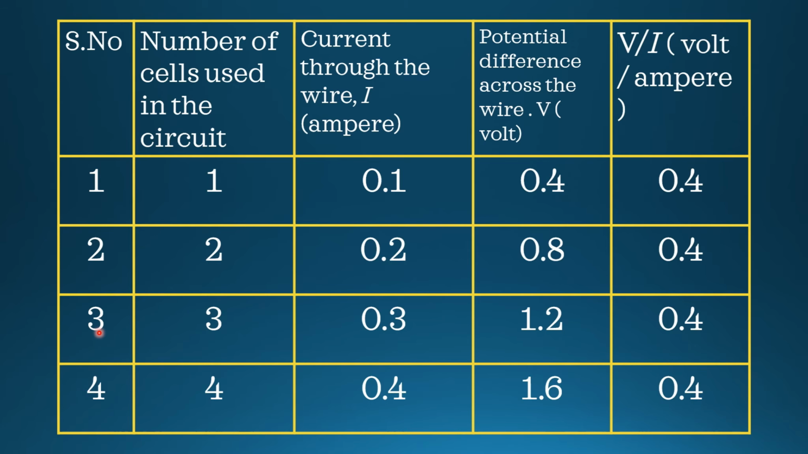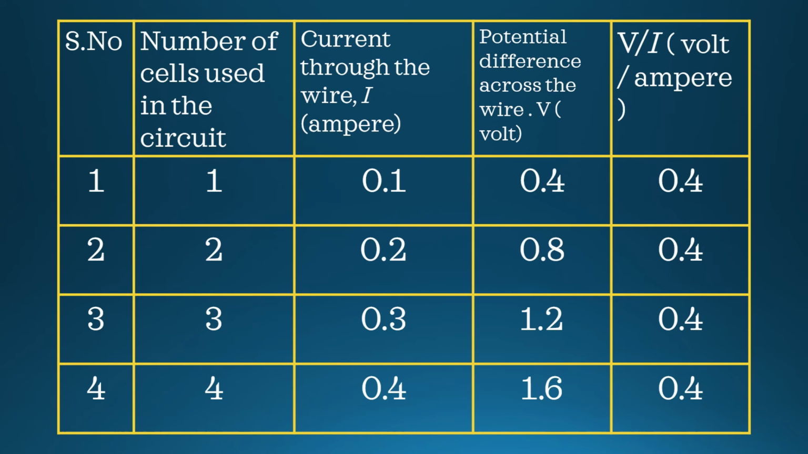Next, with three cells we get current I as 0.3 and voltage 1.2 volts, and V by I is 1.2 by 0.3, which after cancellation is 0.4. And the last one, number 4: four cells are connected and we measure current I as 0.4 and voltage 1.6. V by I gives 0.4. So in this table we observe that V by I remains constant, the same value. So the ratio of V by I is constant.